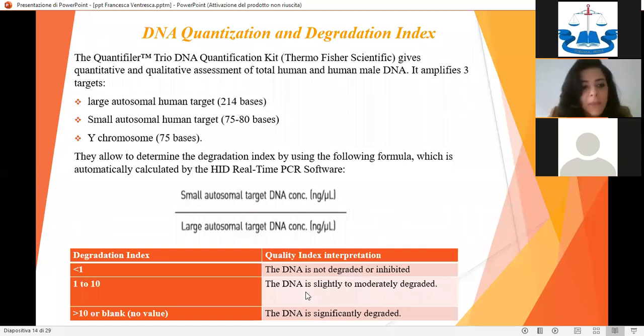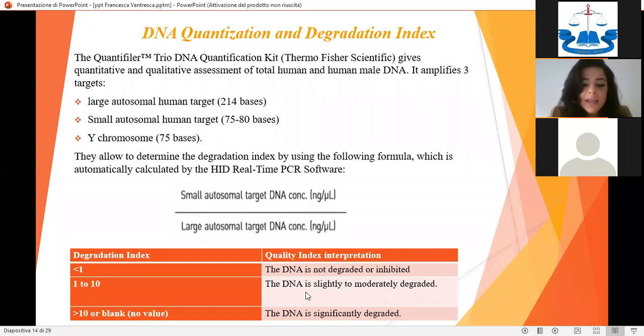The second step was the DNA quantitation and the degradation index, performed by the Quantifiler Trio DNA quantification kit, which gives a quantitative and qualitative assessment of total human and also human male DNA. Actually, this kit is able to amplify three targets: the large autosomal human target, the small autosomal human target, and the Y chromosome.